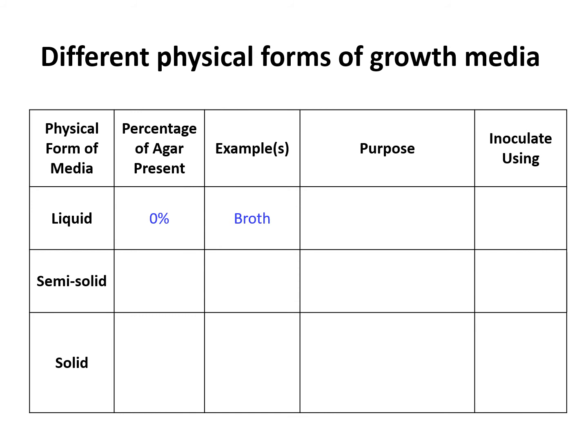Now, what is the broth used for? The broth is used when you want to grow large quantities of bacteria. So if I want to grow a lot of bacteria, we usually use broth. Now, a semi-solid type of medium does have agar, usually 0.5 to 0.7% of agar.